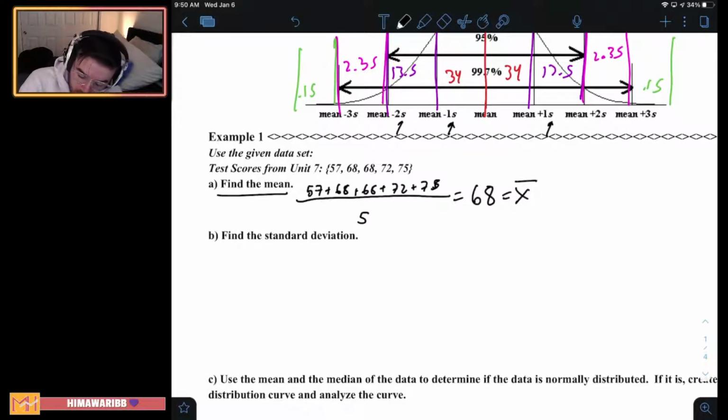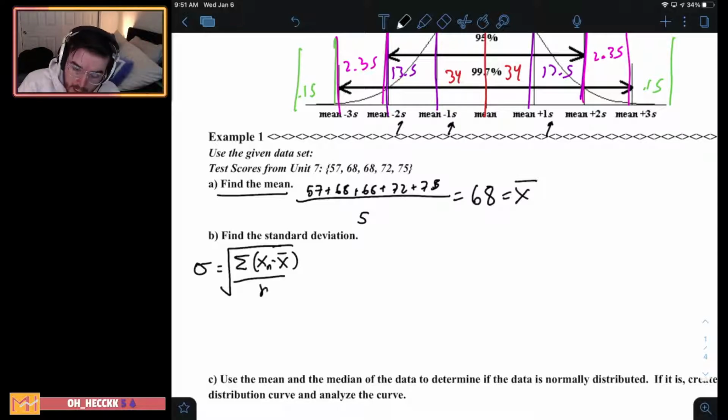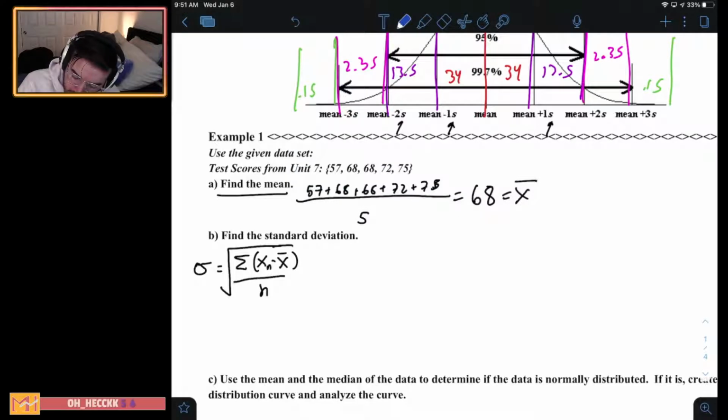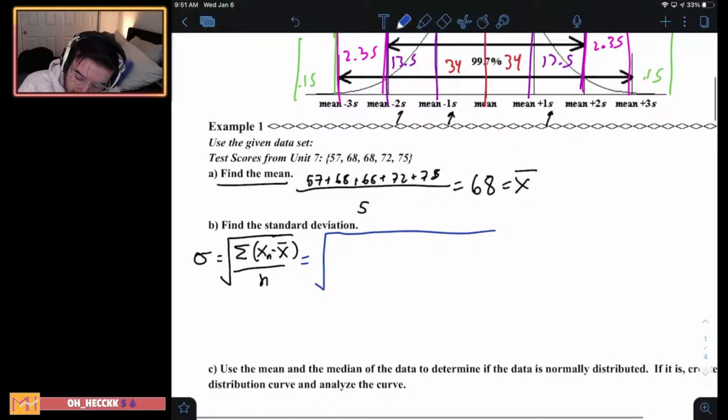All right. Now let's calculate standard deviation. Standard deviation is the square root of the sum of x sub n minus x with the bar over the top, all over n. Okay, what does all this mean? This means to sum, this represents each of the data points, and this represents the average. So bear with me here. I know it's going to be a little complicated at first, but we're going to add.